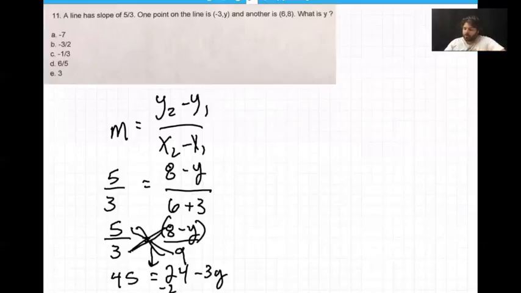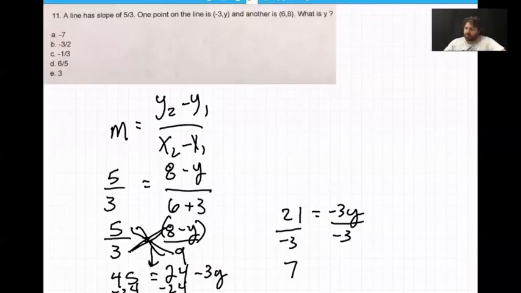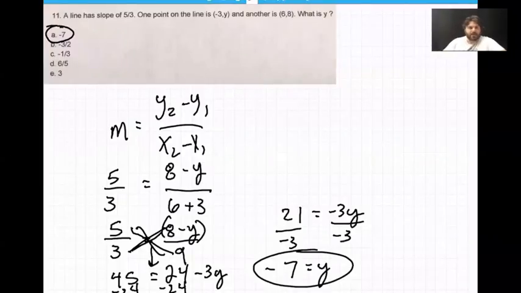So I'm going to subtract 24 from both sides. That's going to give me 21 equal to -3y. When I divide by -3, I get 7, but because it's a positive divided by a negative, I get -7 equals y. And that's my answer. y is equal to -7. So answer choice A is correct.